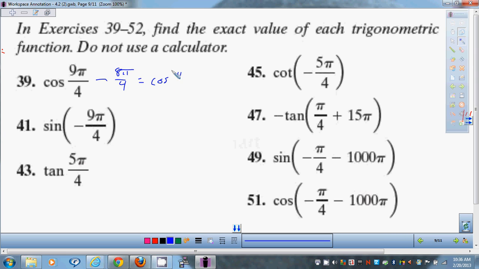Cotangent of negative 5 pi over 4. Oh, this one's a fun one. Alright, to do cotangent of negative 5 pi over 4, first find 5 pi over 4. Okay, so that would be about 225. Flip over the x-axis. That's how you do the negative angle. Now, what would tangent of that angle be? Who can tell me?